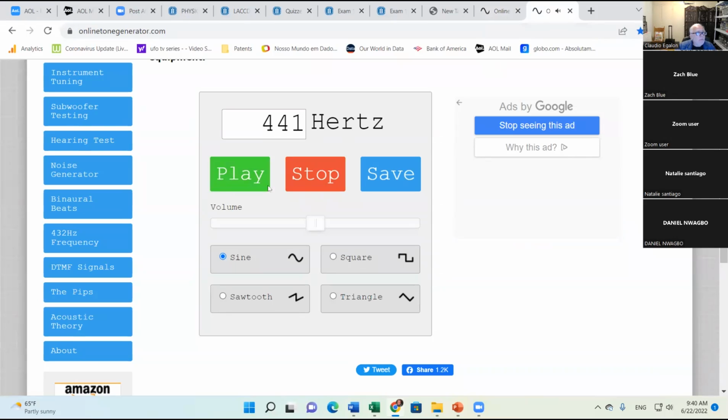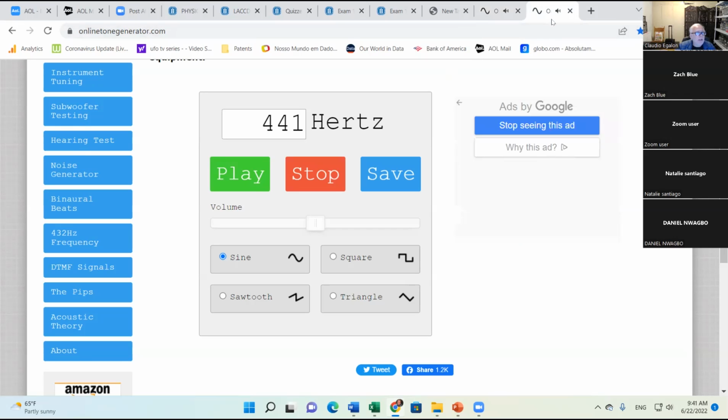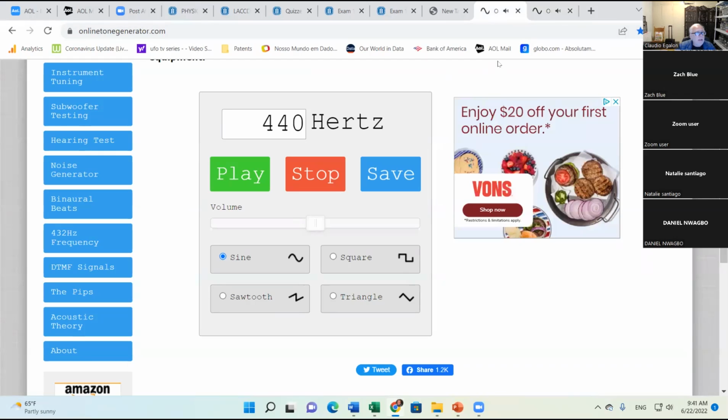I'm going to play this one, and I'm going to play this one. Do you hear what's happening here? That's what we call beating. You have this pulsation in the intensity. And the frequency of this pulsation is exactly 1 hertz, because it's the difference between 440 and 441. 1 hertz is approximately 1 second.